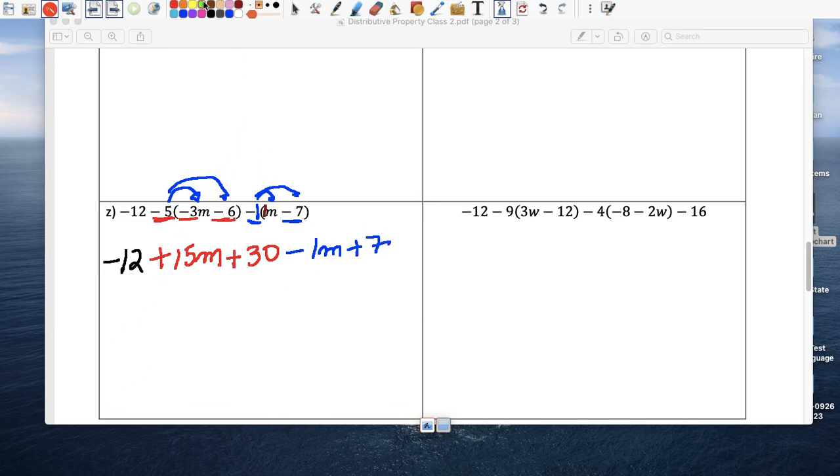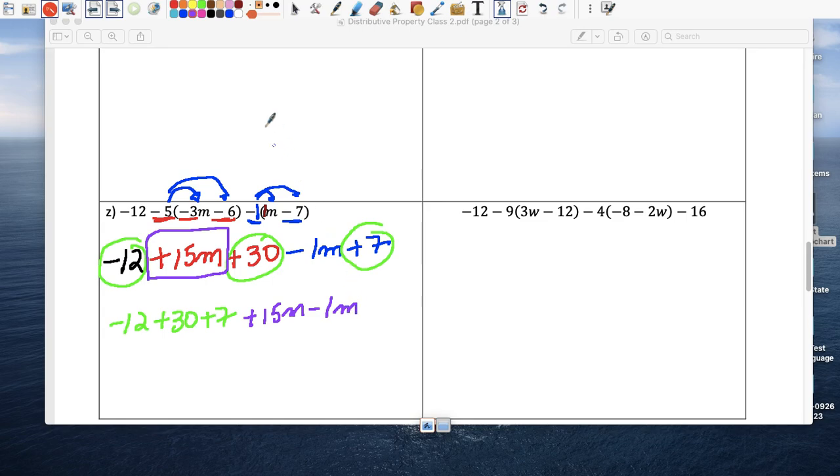Like terms. This and this and that. So negative 12, positive 30, and positive 7 are all like terms. So put them next to each other. Now we have positive 15m minus 1m. They're like terms.